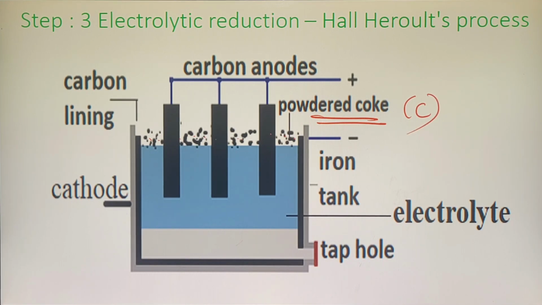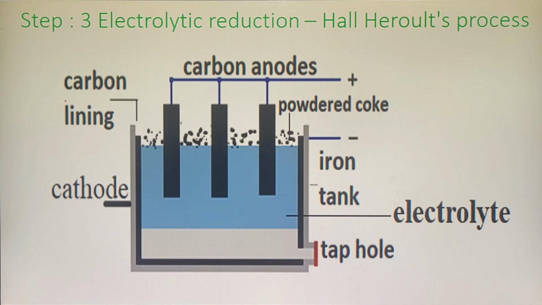So one of the questions that is asked is, first they will ask you to name the powdered substance X, Y, Z. What is this powdered substance that they have placed above the electrolytic mixture? The powdered substance that is placed on the electrolytic mixture is nothing but powdered coke. Now what is coke? Coke is nothing but carbon. Why it is added, I will explain to you just in a minute.